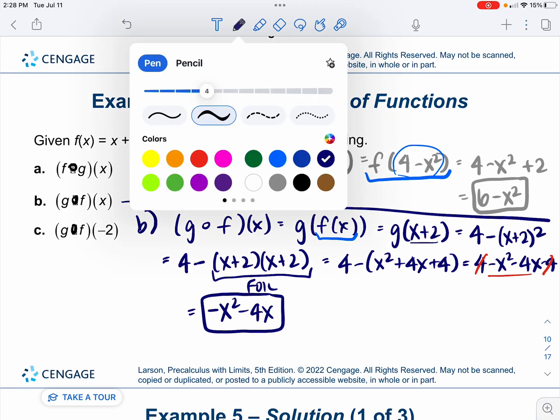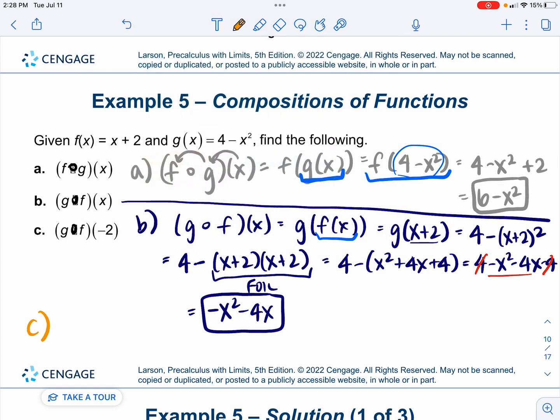Part C is G composite F of negative 2. Now I already did G composite F of X, so what I could do is plug negative 2 in for each X. That would be one way to do it.